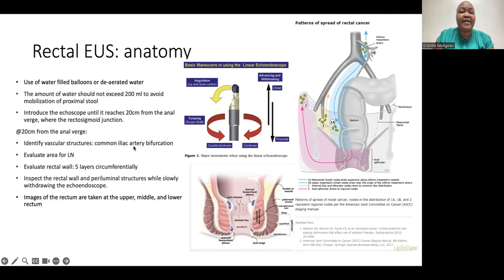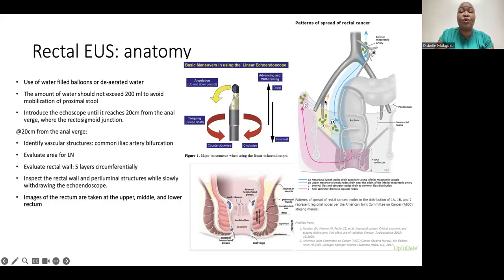So identifying the vascular structures is the first thing. Once you get to 20 centimeters, try to remember your movements, move your scope clockwise, counterclockwise, and try and identify vessels if you can. If you're able to follow the common iliac artery down to its bifurcation into the internal and external iliac arteries, that's where you start looking for nodes. In this area here, at the top third of the rectum. The rectum is evaluated in thirds: top third, middle third, and lower third. So in this area, you're going to be looking for any lymphadenopathy.